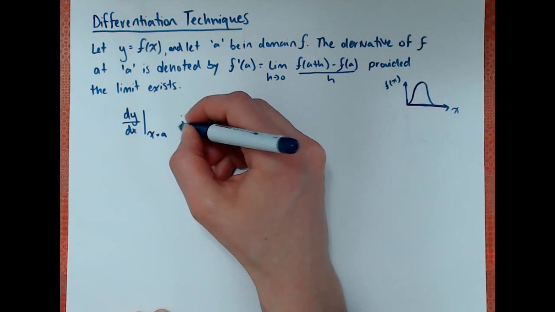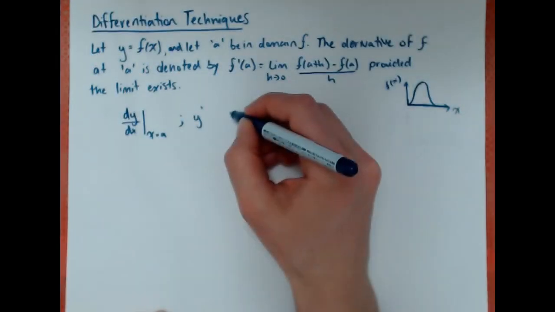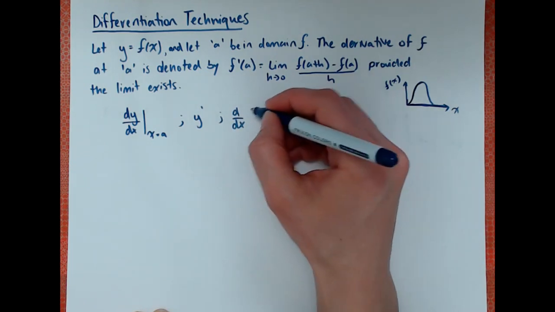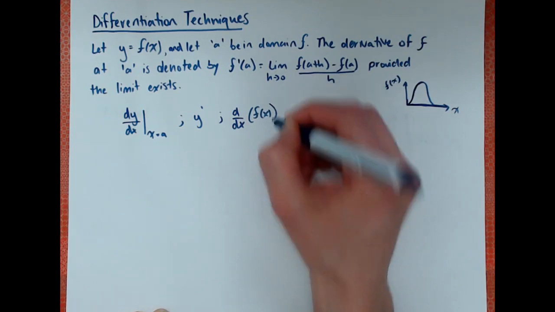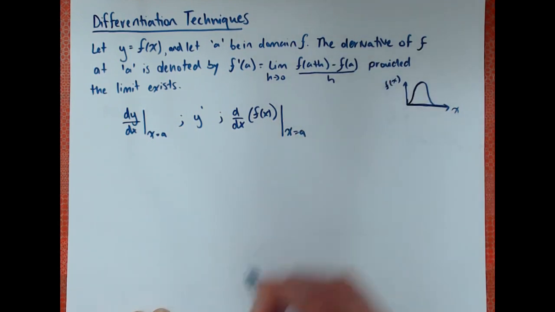This could also be denoted as y prime. This could also be denoted as d over dx of f of x, evaluated at x equals a. So you'll see a lot of different notations.